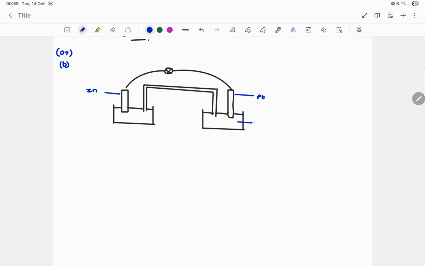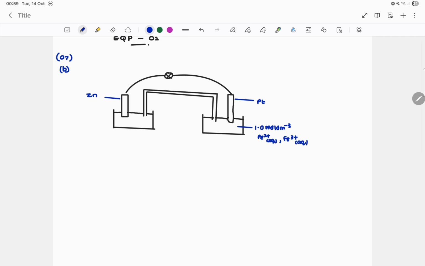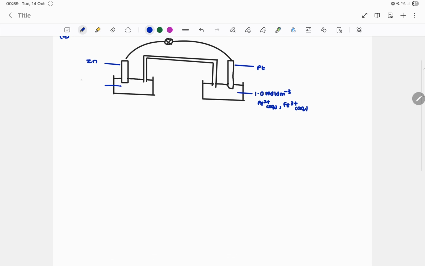The one on the right side is a redox electrode, with 1.0 mol dm^-3 Fe2+ aqueous and Fe3+ aqueous. Here we have zinc chloride, 1 mol dm^-3. This is a salt bridge.